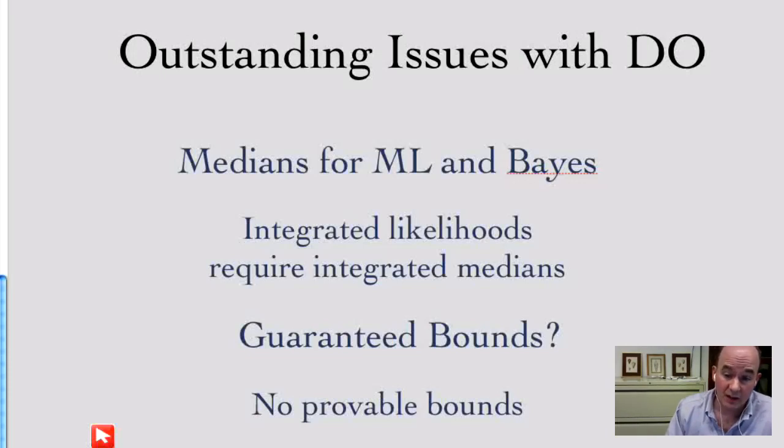The other big issue is guaranteed bounds. We don't have provable bounds, which would be very nice to have. That would also tell us about the technique and hopefully allow us to improve it. Certainly there's great room for improvement. But right now we don't have provable bounds, and there's no really good theoretical framework for that.